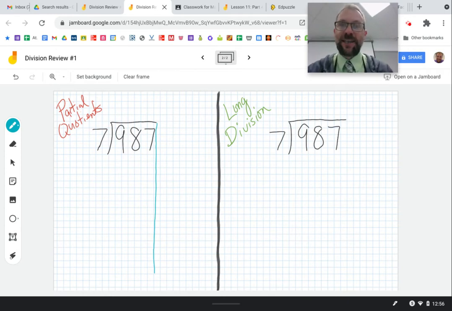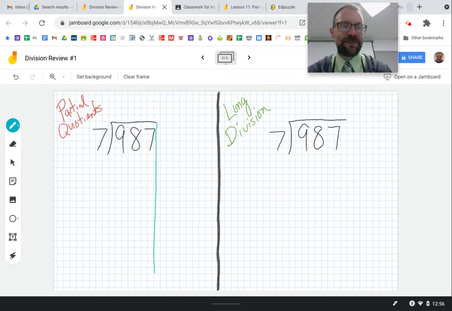And I'm going to ask myself the question, how many groups of 7 can I make from 987? And I often like to actually picture something. So I'm going to picture 987 Lego bricks sitting in a giant pile in the middle of my table. How many groups of 7 Lego bricks can I make from this pile?